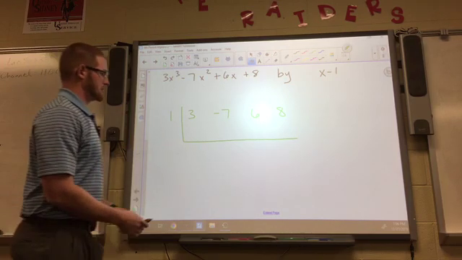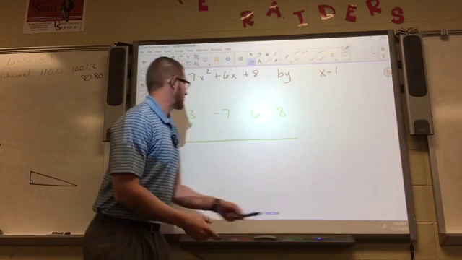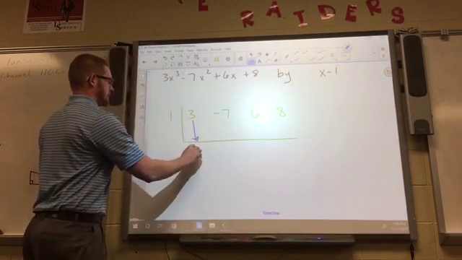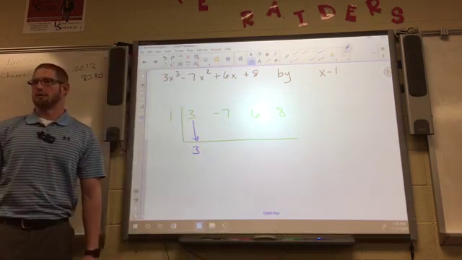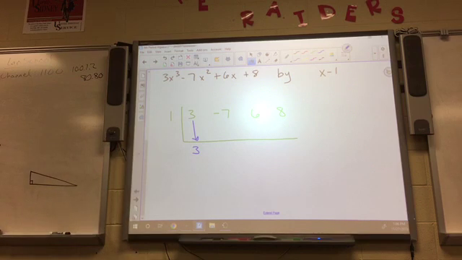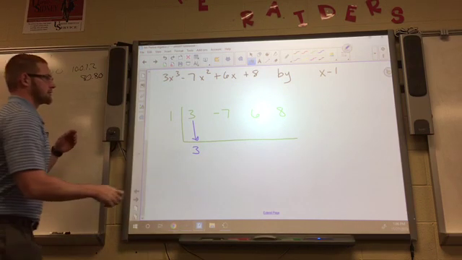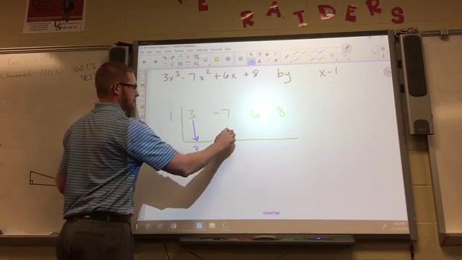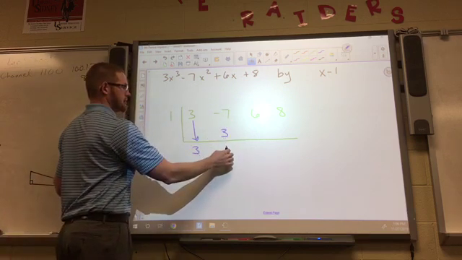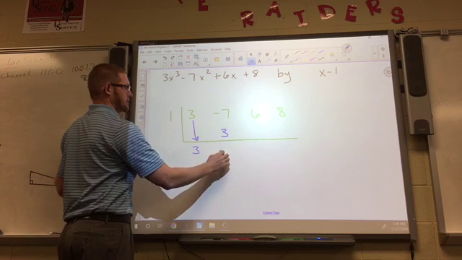Now what? You bring down the 3. Basically, that's just so we can get started, right? That's the only thing we're using that for. So now we can get going. Multiply by 1, because I need to go diagonal. So 1 times 3 is 3. Vertically, I add and I get -4.